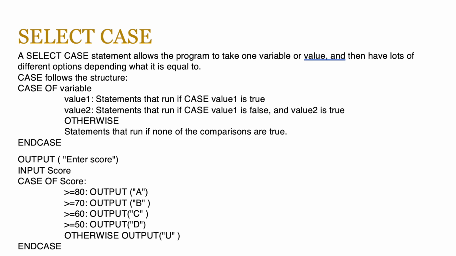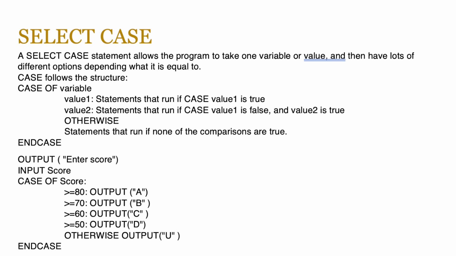And the select case statement allows the program to take one variable or value and then have lots of different options depending on what it is equal to. Okay, let's look at the example. We output enter score, we get the user to input the score and store it in the score variable, and then we're going to do case of score.